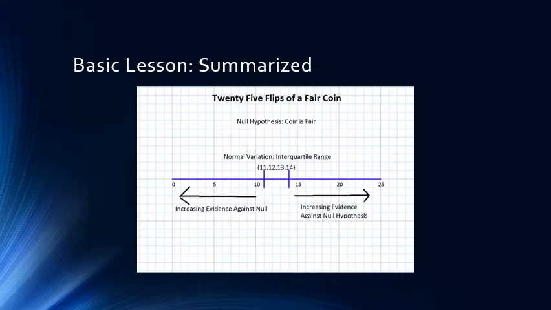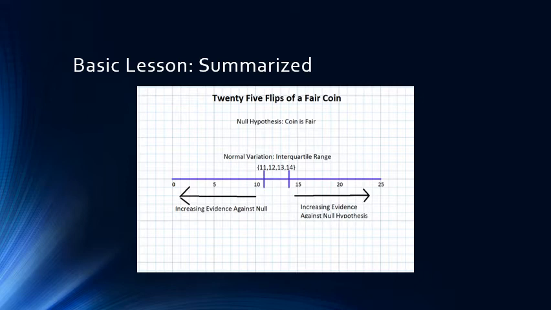And as you increase the number of heads from 15 to 20 to 25, you get increasing evidence against the null hypothesis. Similarly, if you have too few heads, from 10 to 5 to 0, this is also increasing evidence against the null hypothesis that the coin is fair.